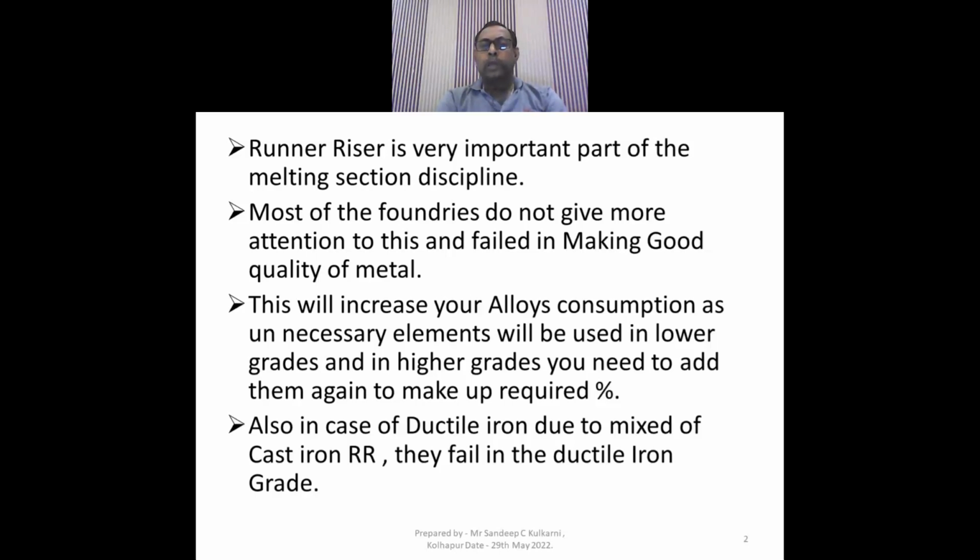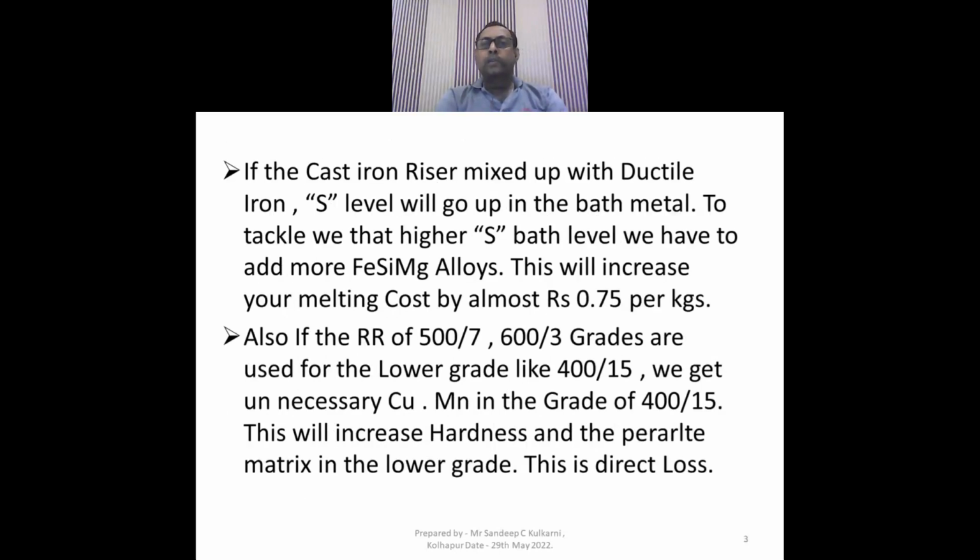Also, in case of ductile iron, due to a mix of cast iron riser, they fail in ductile iron grade, and there are chances that your ductile iron will become cast iron. If the cast iron riser is mixed up with ductile iron, the sulfur level goes up in the bath metal, and to tackle that higher sulfur level we have to add more ferrosilicon magnesium alloy. This will increase your melting cost by almost 0.75 rupees per kg.